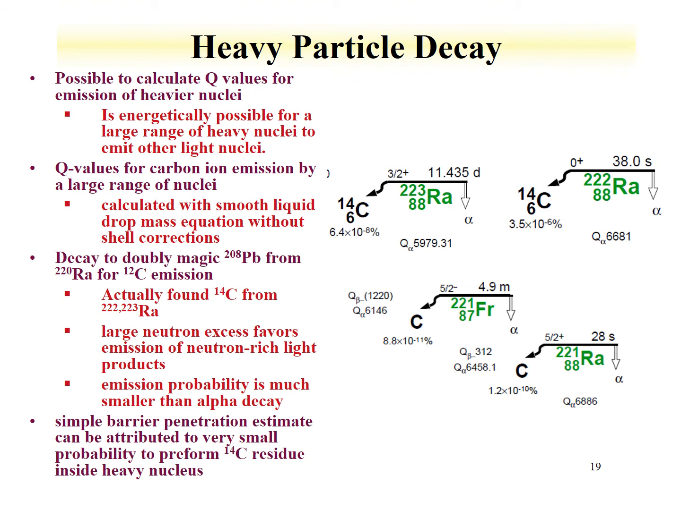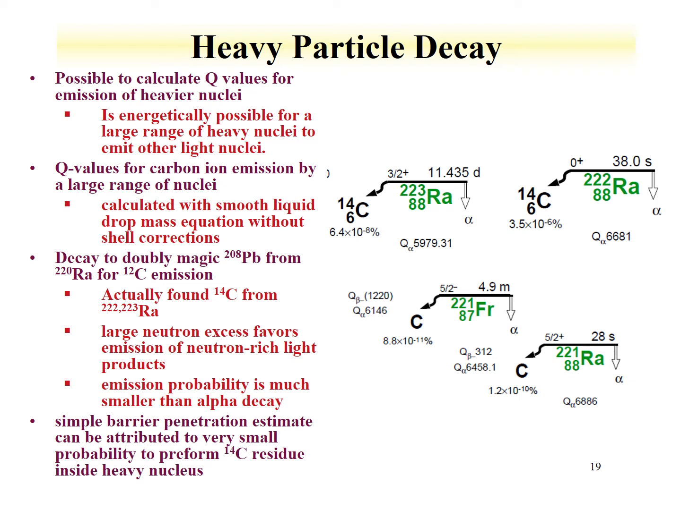There's a probability of emitting other particles than alpha particles from the nucleus. These are generally much less probable, however they can be observed. An example is carbon emission. Now one would think that carbon-12 would be emitted from the nuclei. You can think of it as multiple, or three, alpha particles together.